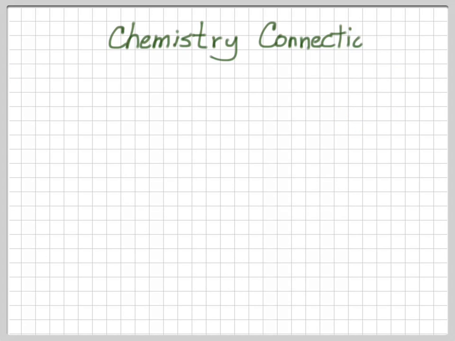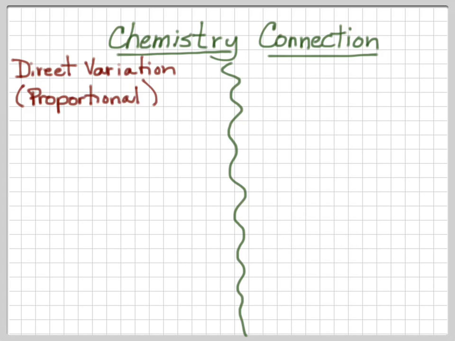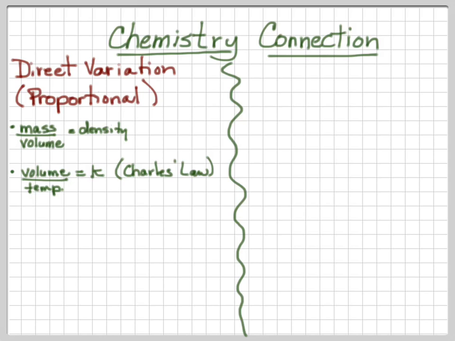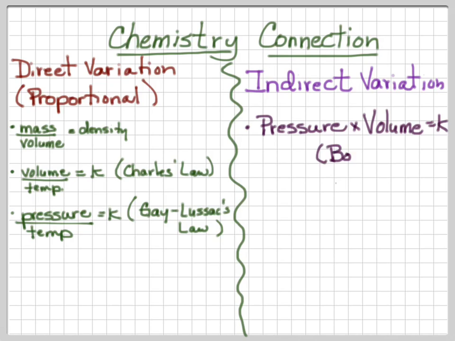So now let's look at the chemistry connection. For direct variation, which we could also call proportional, we have mass over volume is density. We have volume over temperature is a constant. That's Charles's law. We have pressure over temperature is a constant, which is Gay-Lussac's law. And for indirect variation, one example would be pressure times volume is a constant, and that's Boyle's law.